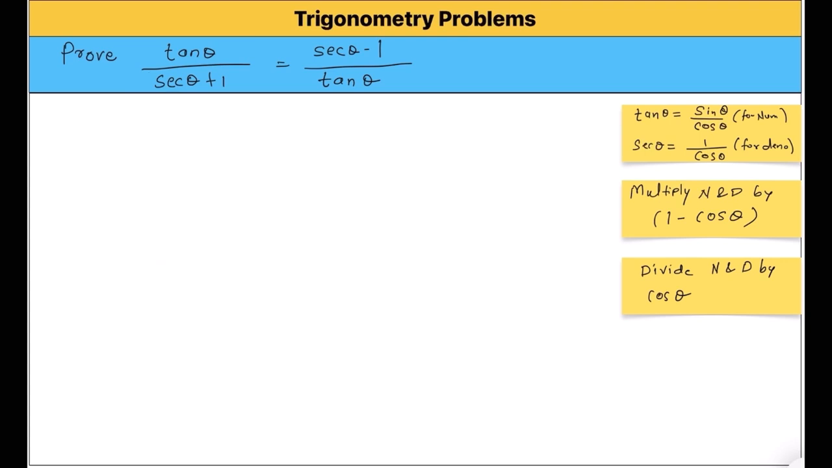Problem is, we have to prove tan theta upon sec theta plus 1 is equal to sec theta minus 1 upon tan theta. First hint is, take left hand side, replace tan theta by sin theta upon cos theta for numerator and sec theta by 1 upon cos theta for denominator. Solve it further. Then multiply numerator and denominator by 1 minus cos theta. Simplify it further. Then divide numerator and denominator by cos theta. Simplify it further. Cross check your answer here.